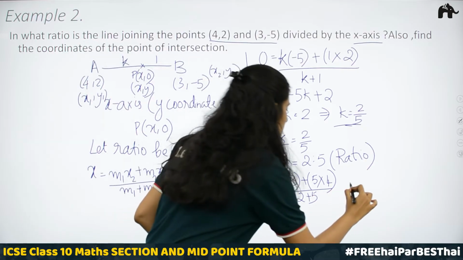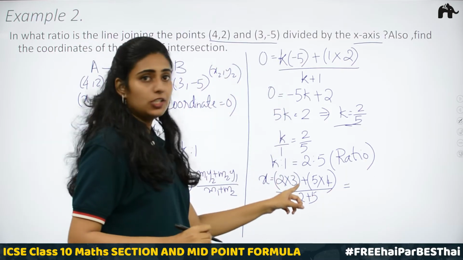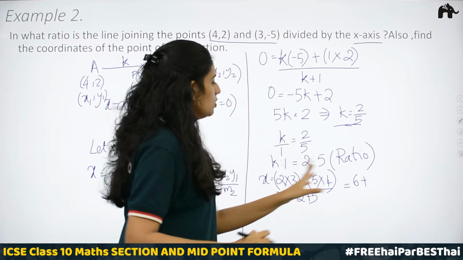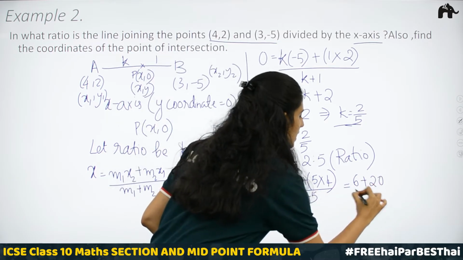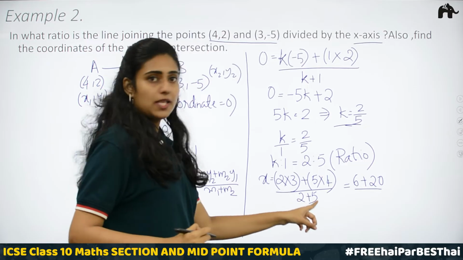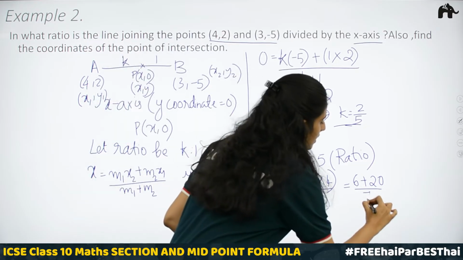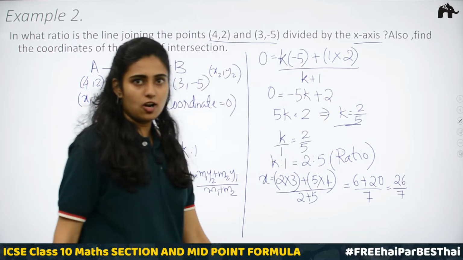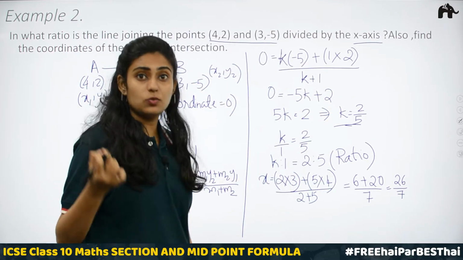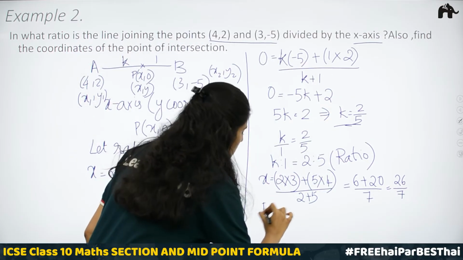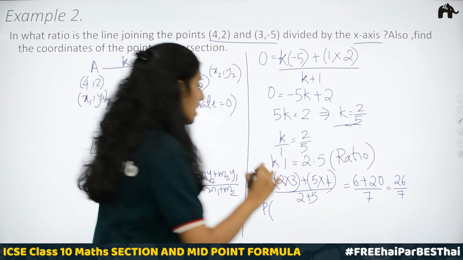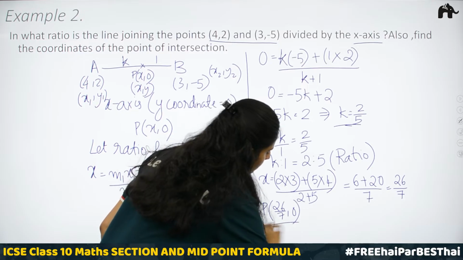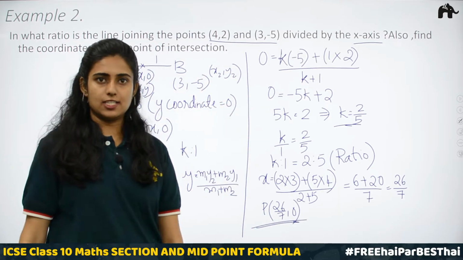That is equal to 2 into 3, 6, plus 5 into 4, 20, divided by 2 plus 5, 7, which is 26 divided by 7. We got the x coordinate, and the y coordinate we know is equal to 0, which means the coordinates of point P are 26 by 7 comma 0. This is the point of intersection.